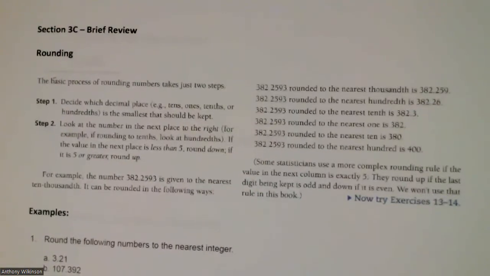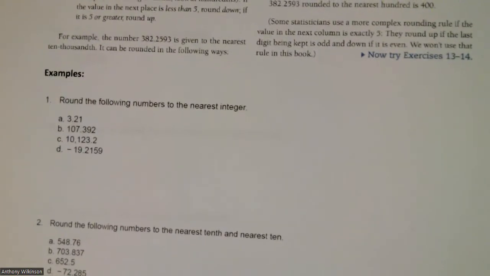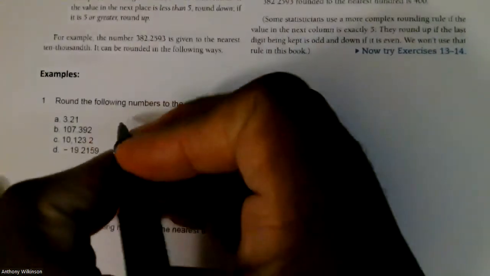All right, so let's look at some examples. In this case here, starting with example number 1, we're going to round the following numbers to the nearest integer. In other words, we want to round to the nearest whole number. That means we look at the ones place on each one of these. Like in part A, we got 3.21.